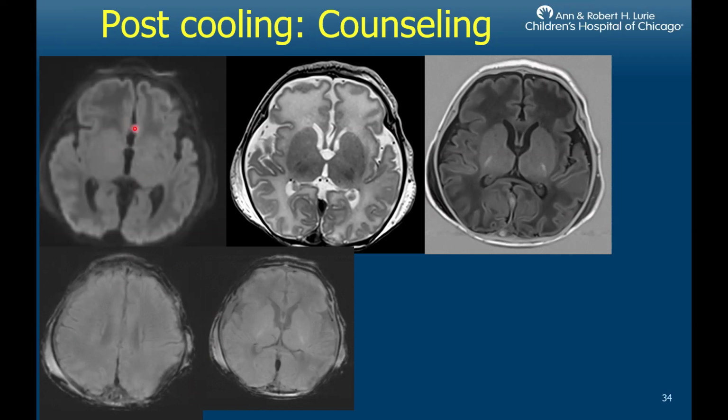And then here, post cooling, you see the diffusion restriction more or less resolved. You get the T1 signal in the posterior limb returning to some extent, and those SWI changes have more or less gone. So it was either a thrombosed vessel or very slow flow.